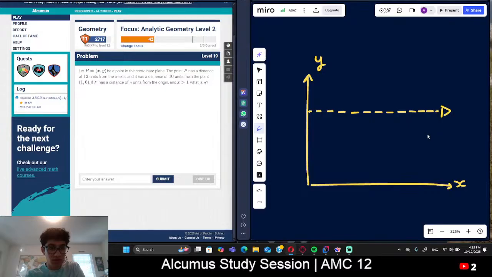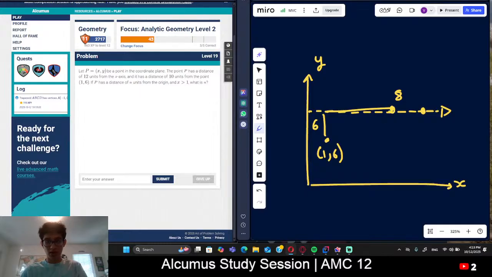And it has a distance of 10 units from the point (1, 6). So that's (1, 6) right there. It's going to be somewhere here. And if the distance is 10, this is going to be 6, so we want this to be 8, right? It's going to be 8. And x is greater than 1.